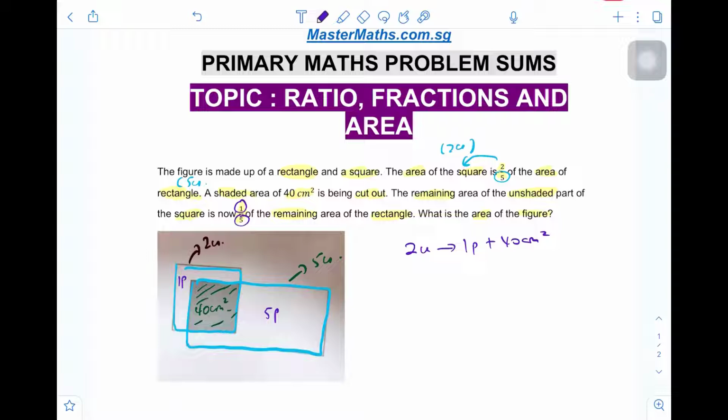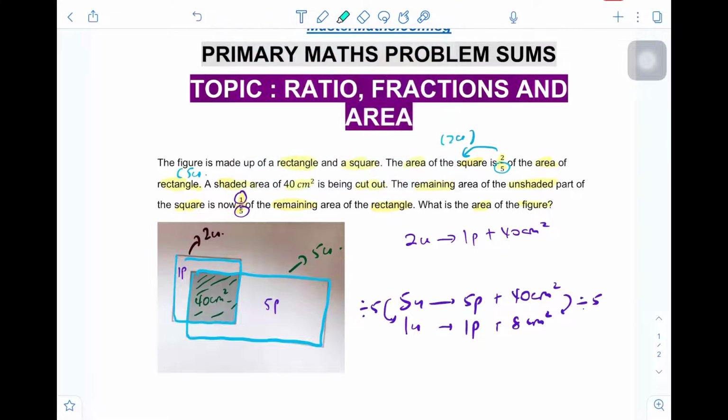Likewise, 5 units will be equivalent to 5 parts plus 40 square cm. Which then means that 1 unit is the same as 1 part plus 8 square cm. Now, how do we get there? We divide everything by 5. Okay, so what we'll do is use 1 unit to be the same as 1 part and an additional 8 square cm.